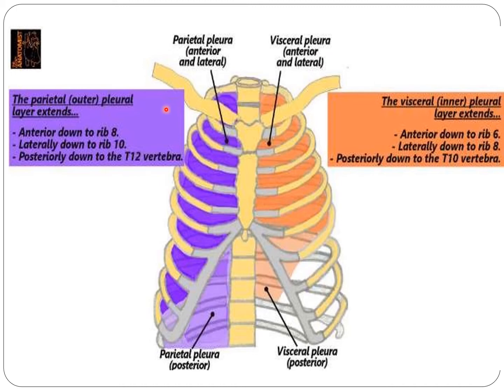Coming to the position or extension of the parietal pleura. The parietal pleura is the outer membrane. It extends anteriorly to rib 8, laterally to rib 10, and posteriorly down to the T12 vertebra. Coming to the extension of the visceral pleura, the inner pleural layer: anteriorly rib 6, laterally rib 8 and posteriorly T10.